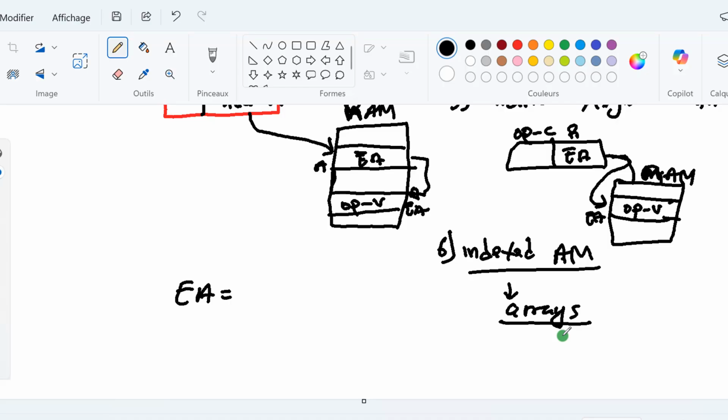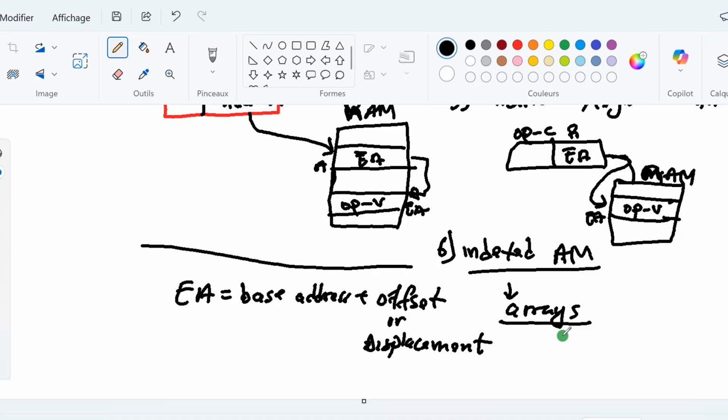But with index addressing mode, generally the effective address is being constructed by doing what? By taking the base address plus what we call the offset, or it is also called displacement. So this is the formula of the effective address when you are at the level of index addressing mode. And how is it working? Let me just show you how it's working, because we are going to use this now for the equation.